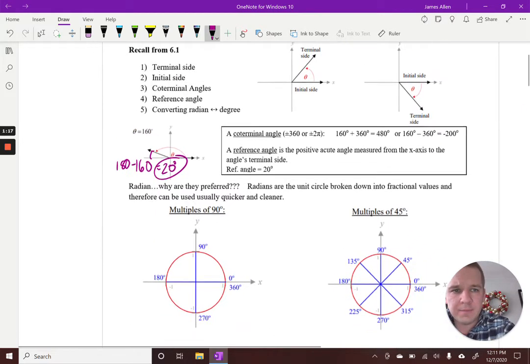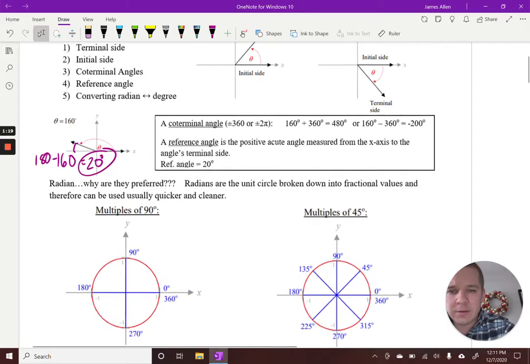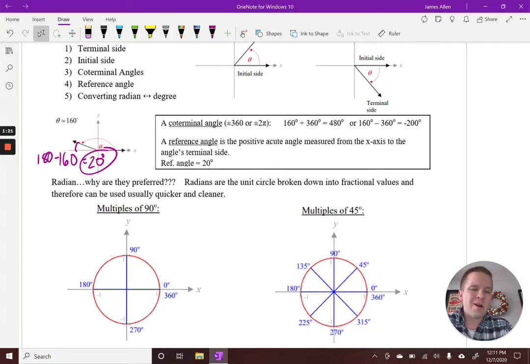Now, why are radians often preferred here? Radians are just the unit circle broken down into fractional values, and basically you go a little bit quicker and cleaner with those values. I think you're going to like this pattern that you see on these multiples of 90, 45, 30, and 60.